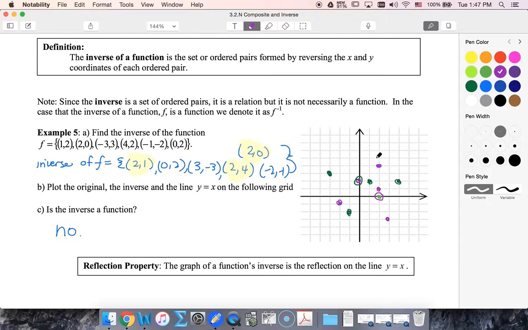So here's my row where I can see the failure of the vertical line test for my inverse, because I have 3 purple values that for the same x have 3 different y values.